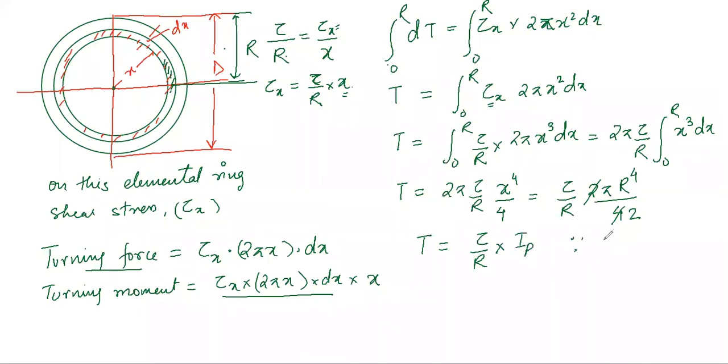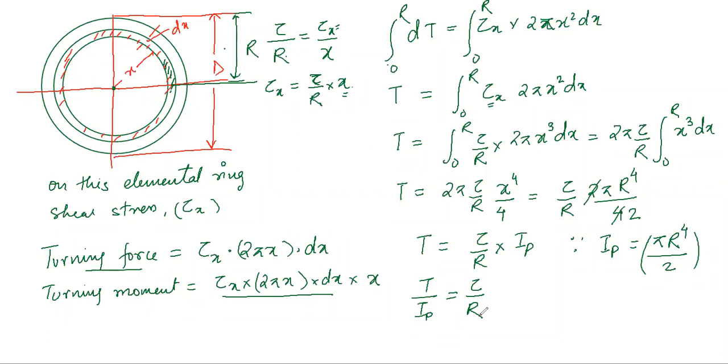Now what is IP? IP we have defined as the polar moment of inertia, which is acting at this center perpendicular to the circle, right? We have seen that IP is the moment of inertia about this z-axis, the z-axis which passes perpendicular to this circle, right? In terms of radius, it is defined as pi r to the 4 by 2, which is also defined as pi d to the power 4 by 32. So you can see that T by IP is also equal to tau by r, right? This is another expression we have generated.